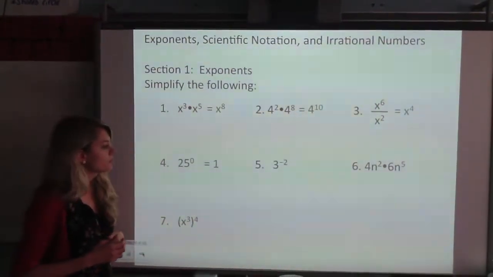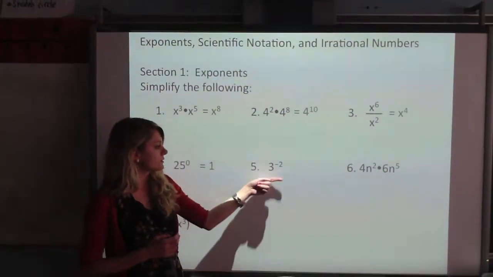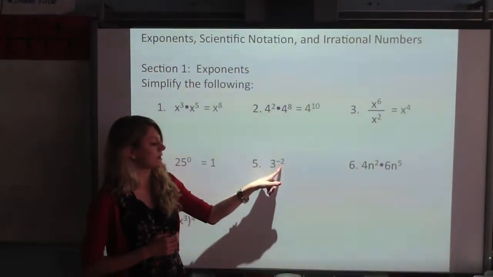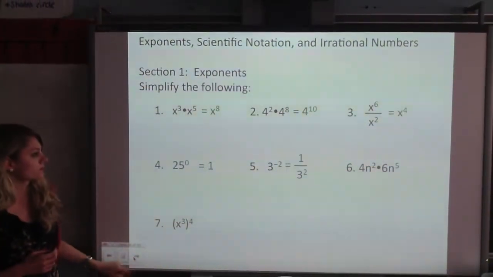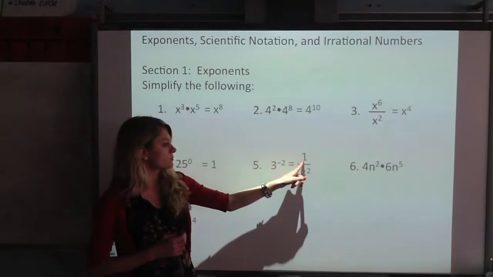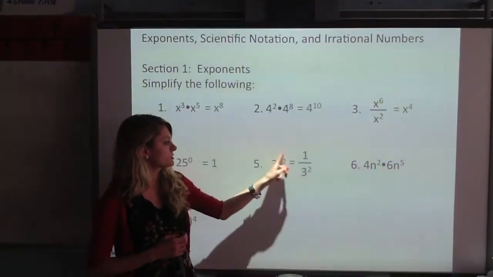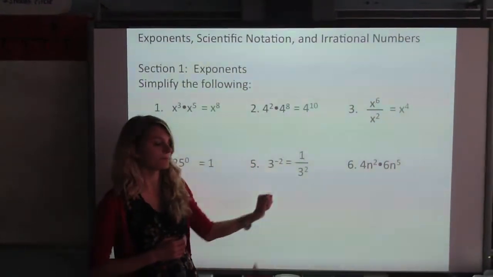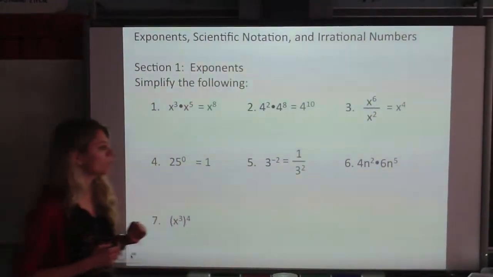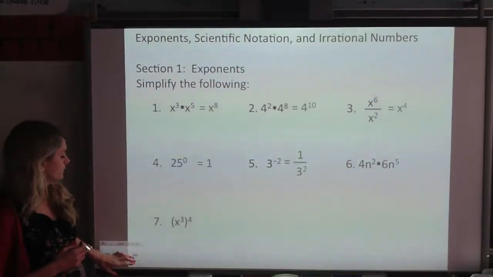Number 5. We have 3 to the power of negative 2. In this example, whenever we have a negative exponent, as you remember, we are going to make it into a fraction. We're going to put our numerator as 1 and put 3 squared, so we're just making this exponent positive, into our denominator. So our answer would be 1 over 3 squared.